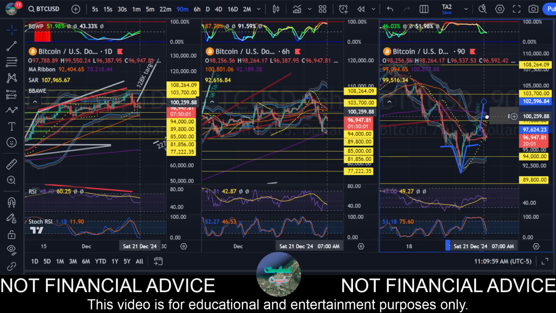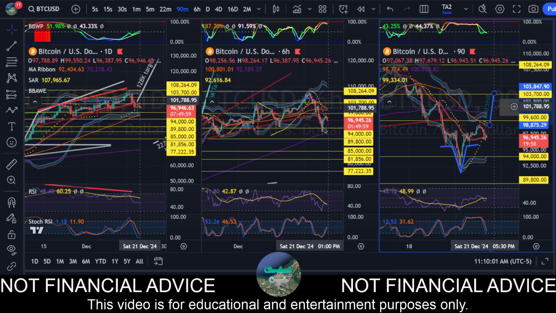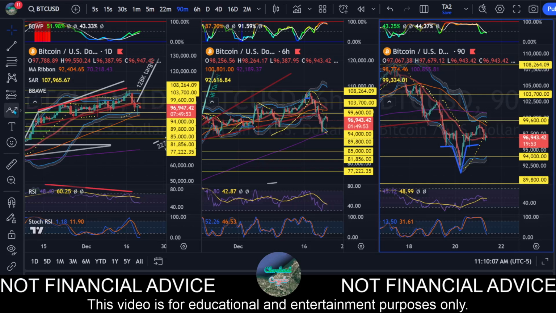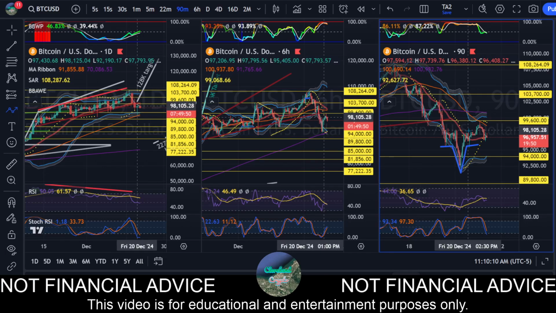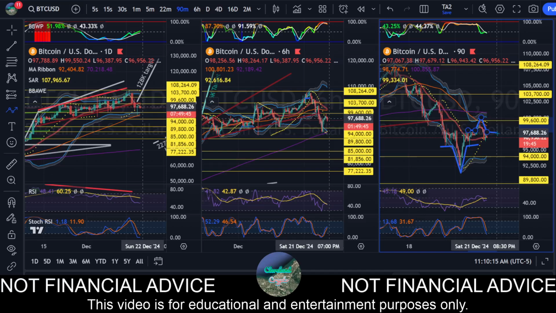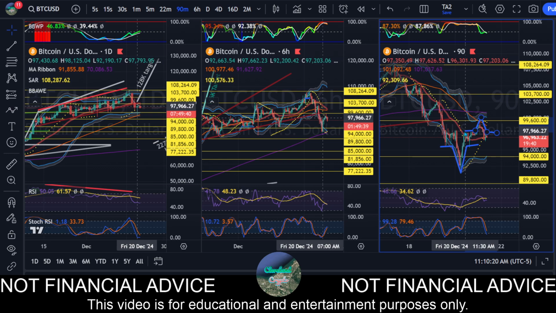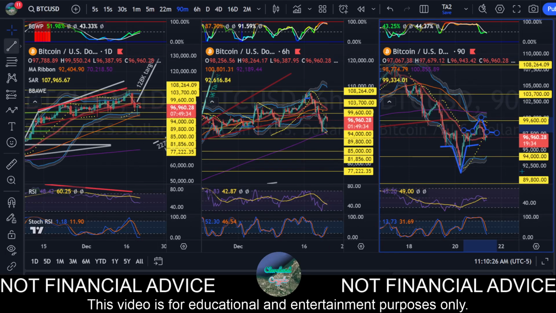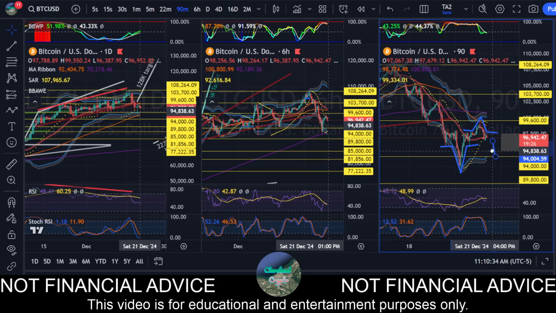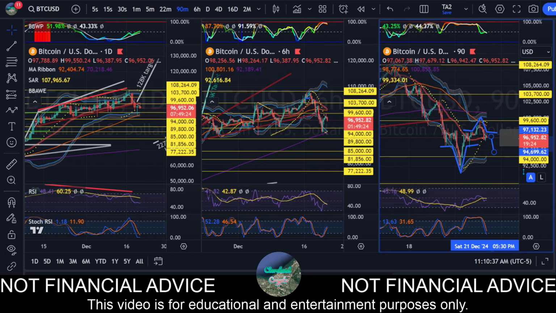Let's just get rid of that one for now, and you can see that now there is a regular head and shoulders pattern forming here on the 90-minute chart. We'll go ahead and go like that, like that, like that, and then that would go there. So if that plays out, then we'll see a move back down to roughly 94.7.